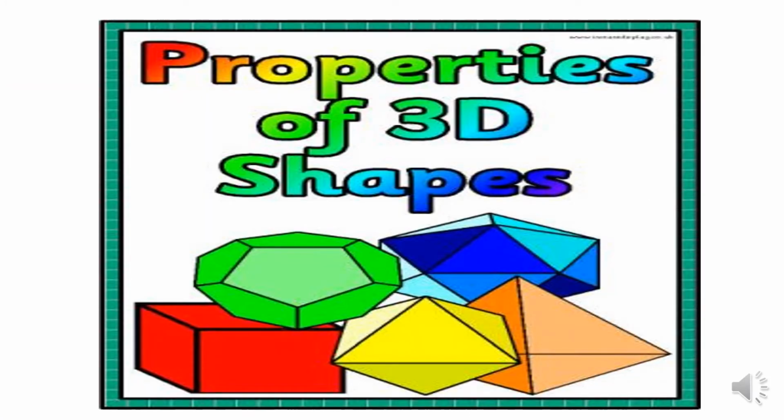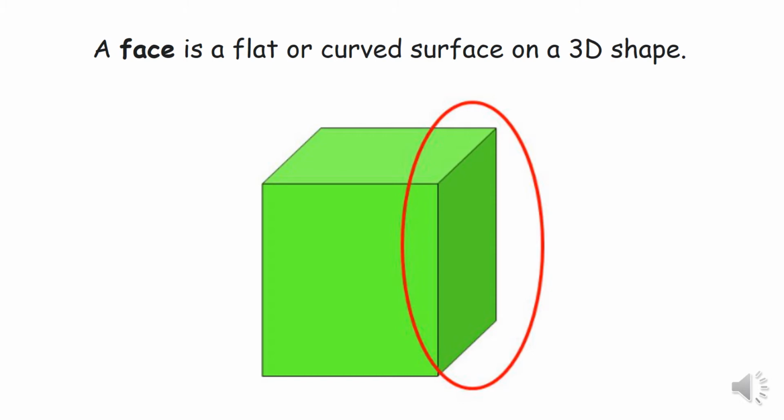So do you think 3D shapes also have sides and vertices? No, of course they don't, because we know 3D shapes are different to 2D shapes, which means they have different properties. So today we're learning about faces on 3D shapes. So our star word is face or faces. Now a face is a flat or curved surface on a 3D shape.